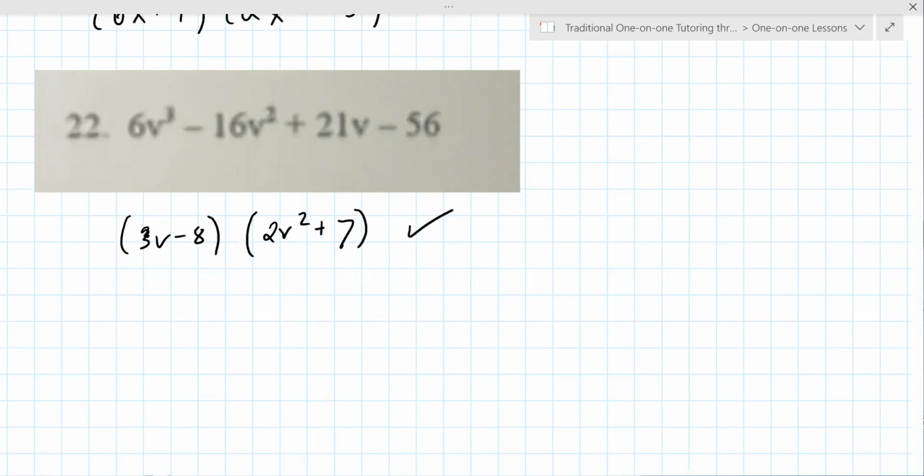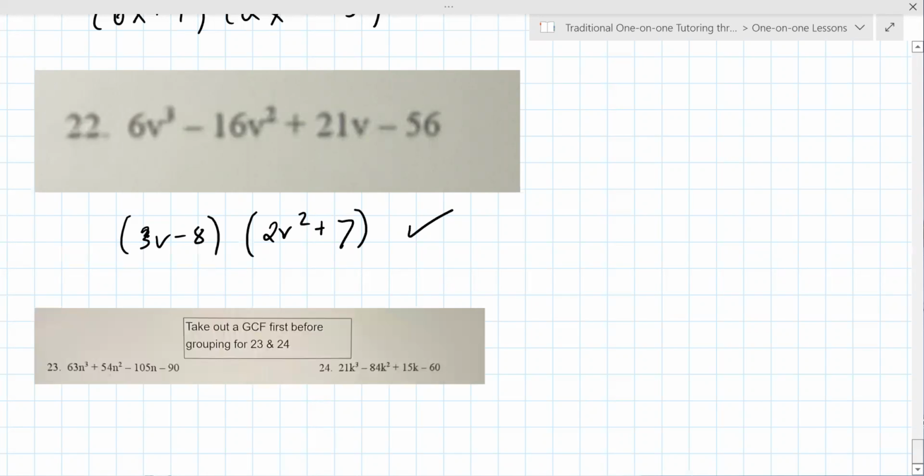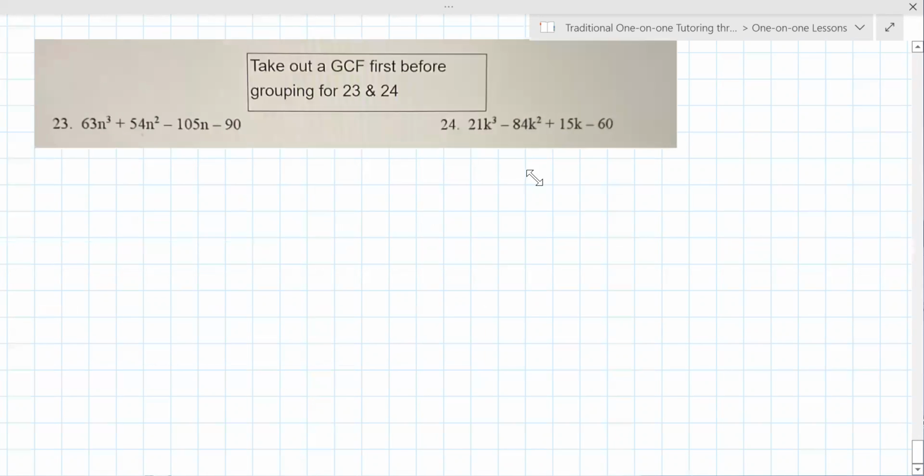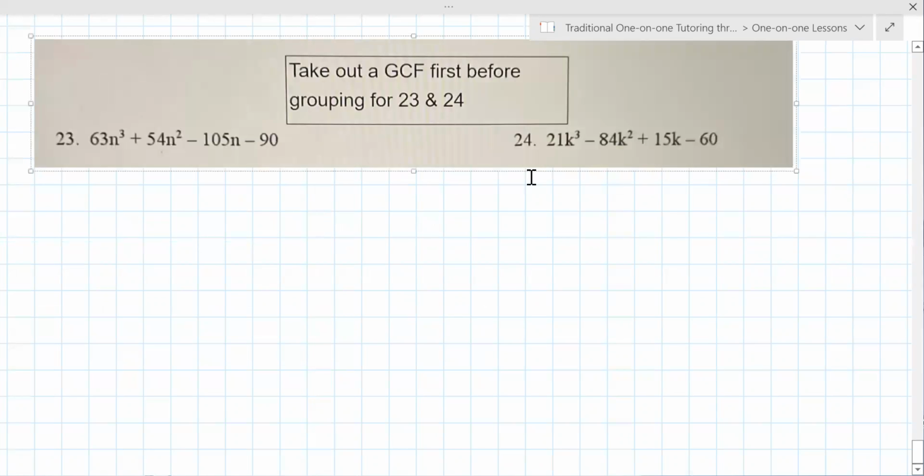Okay. For the limited time we've got left, we're going to just start 23 and 24, although we're really close to being out of time here. But it says something really important at the top. It says to take out the GCF before grouping, and it didn't apply to any of the earlier ones, but these do have a GCF. And same with this one right here.